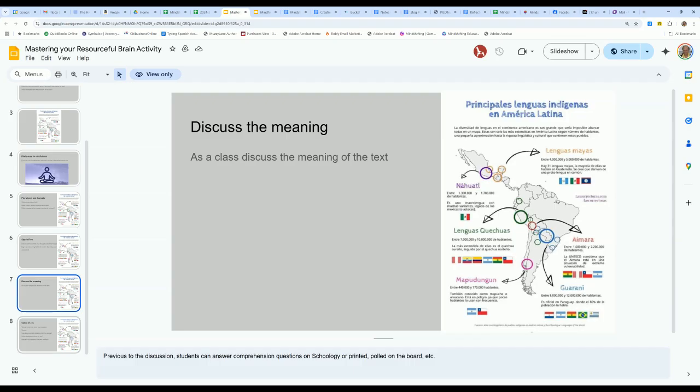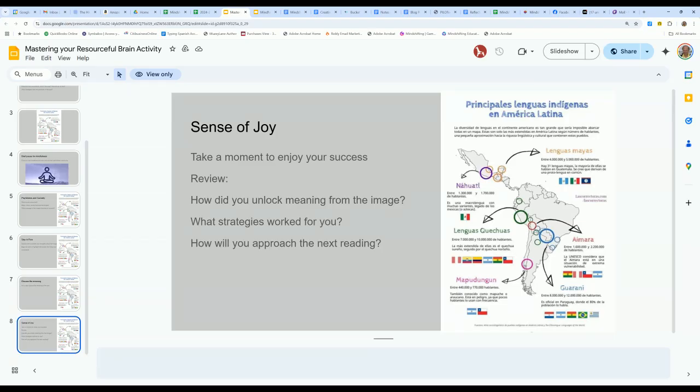And then the last slide, I think, oops, sorry, that's an alarm. The last slide, sense of joy. Yeah, take a moment for them to enjoy their success. Talk about how they unlocked some meaning from the image or the infographic in this case, what strategies worked for them, and then kind of plan for the next reading.